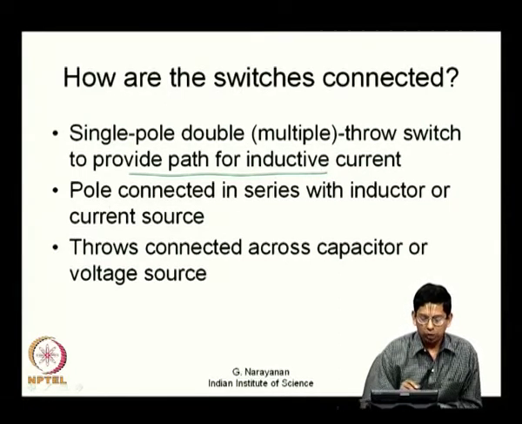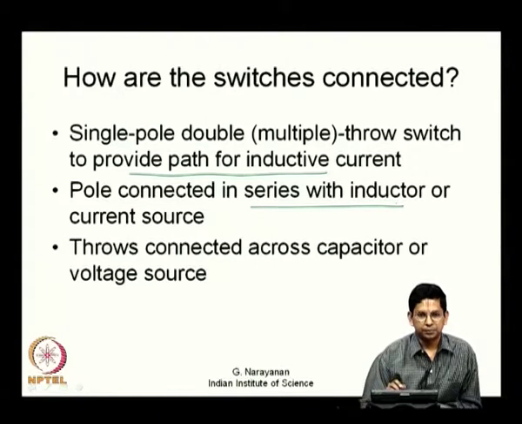Now, the pole is always connected in series with the inductor. The pole is connected in series with the inductor or a current source, and the throws are connected across the capacitor or voltage source. So, this is what you commonly find. Once again, you connect the pole in series with the inductor or current source. So, the inductor current or the current source has a path to flow through; it will either flow through T1 or through T2.